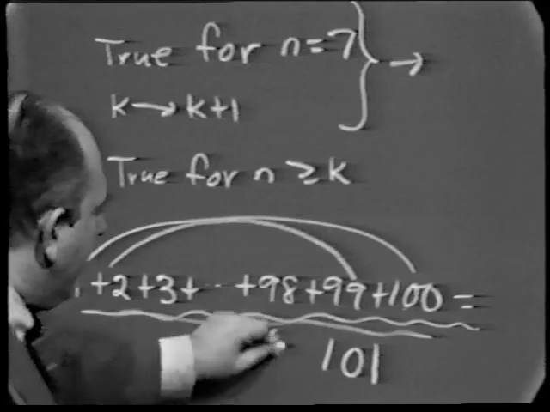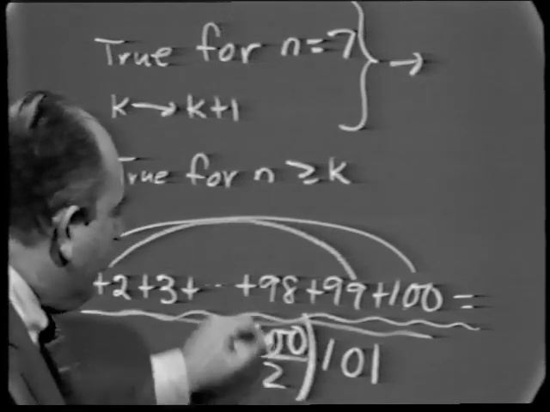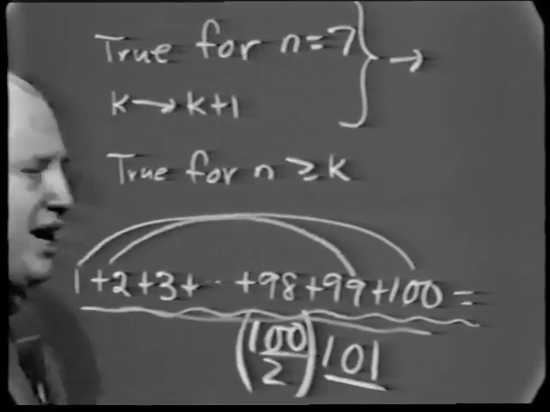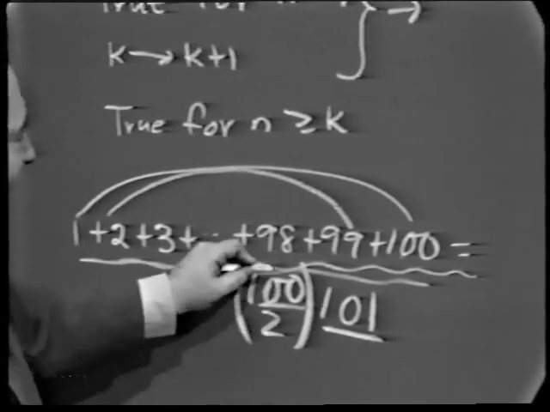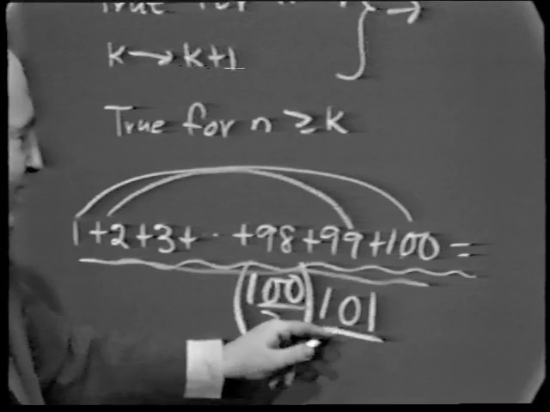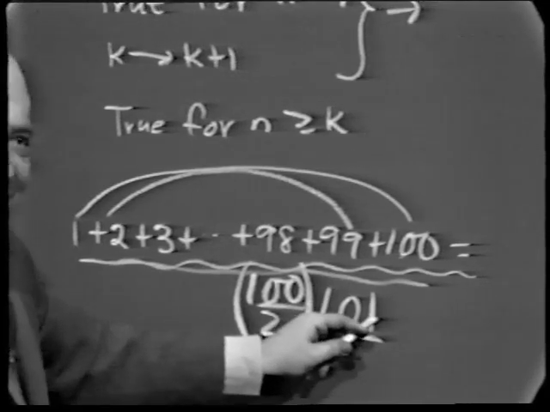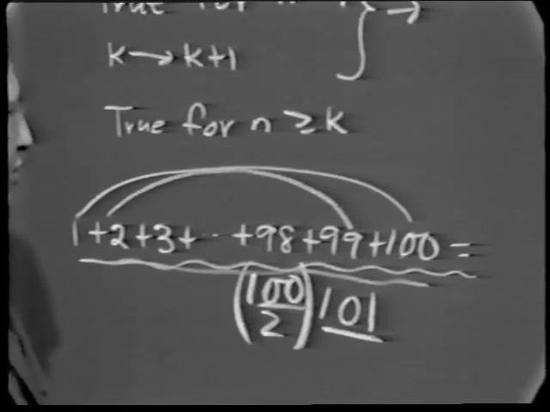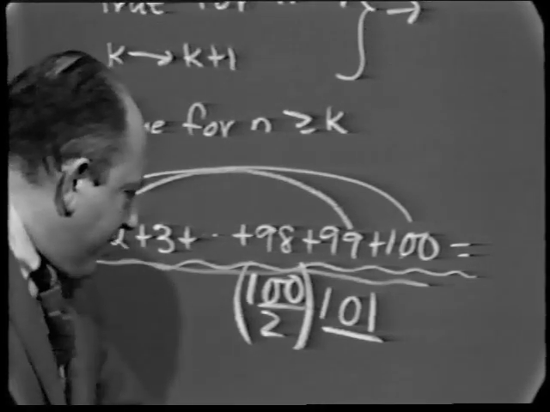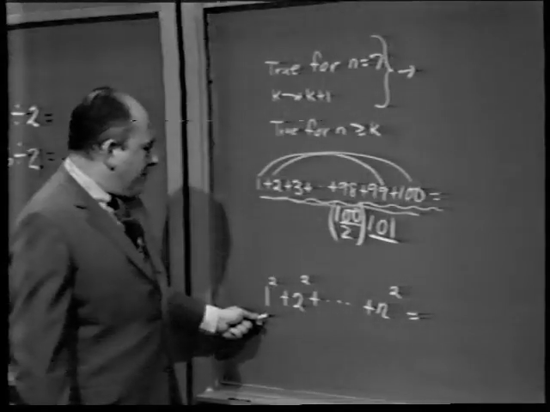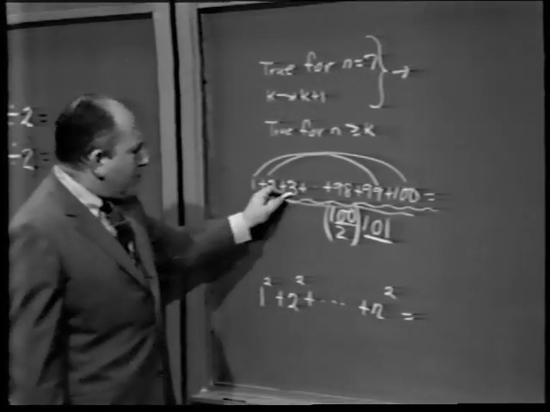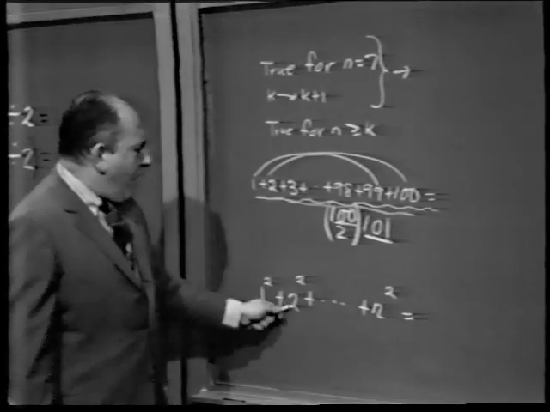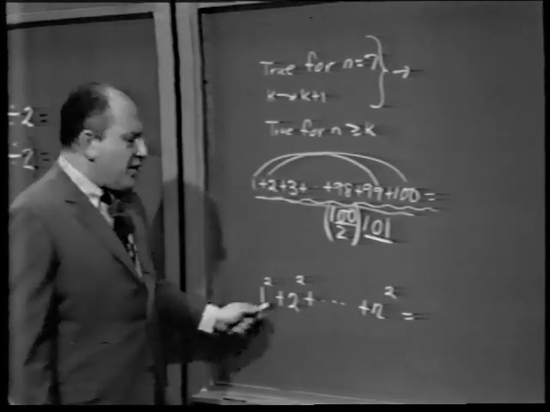In other words, there were what? 100 divided by 2 pairs, each pair adding up to 101. And now notice the recipe, 100, namely the last number, times 1 more than the last number, 101, divided by 2. By the way, in the exercises on this assignment, we have another problem, and that is, if you think this one was already cumbersome, try guessing what the recipe for this one is.